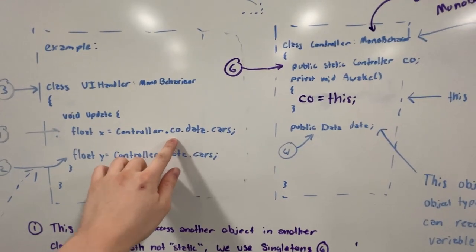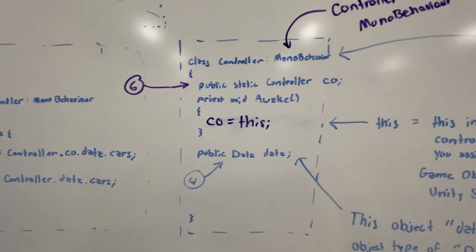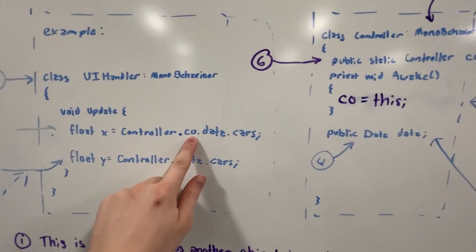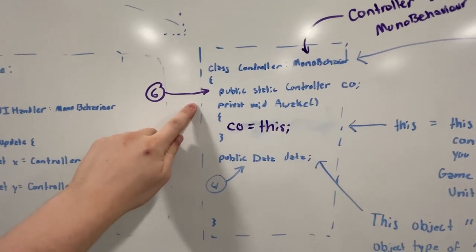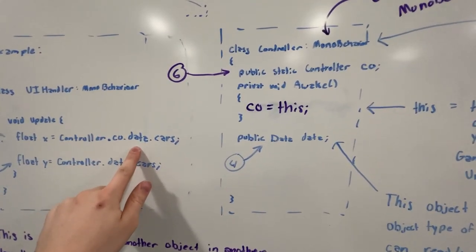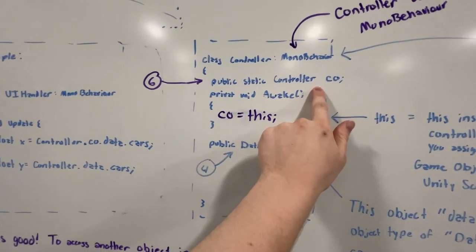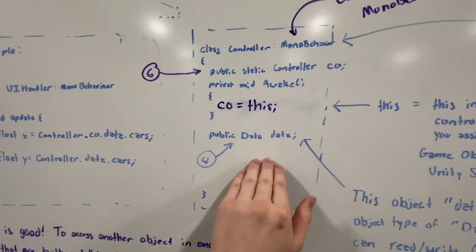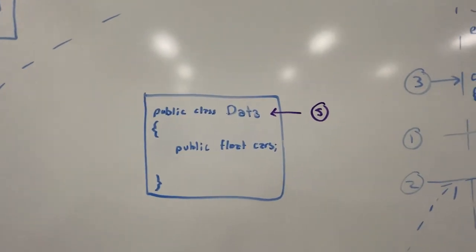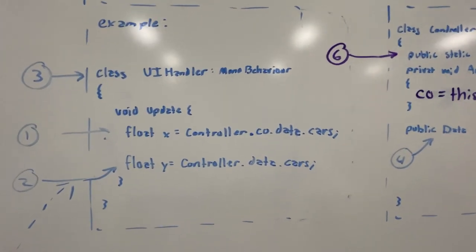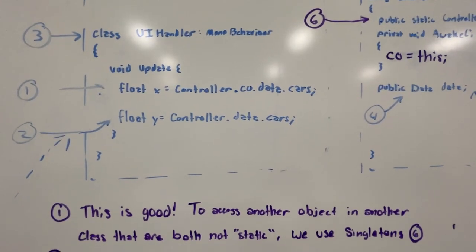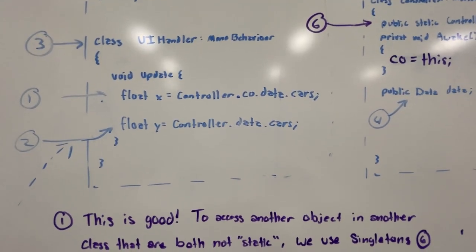So we have .co. So we are trying to access the static controller object from our controller class, so it's co. Okay, so this is valid because co is a static object, so this is completely legal. And we want to access our non-static data object from our controller. This static controller object contains this data. So then we access our cars variable, which is literally just from the data class. Okay, so that's the first point I made. This is good to access another object in another class that are both not static. We use singletons, which I will get to in point 6.